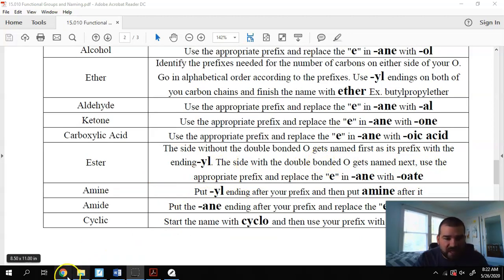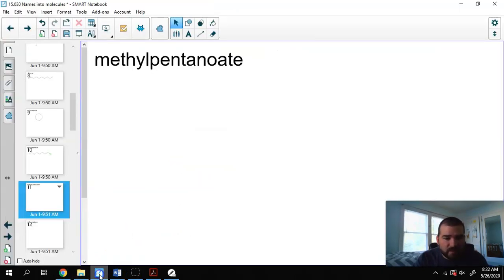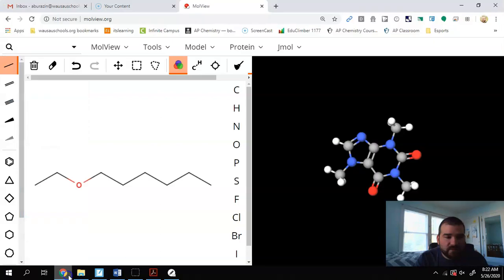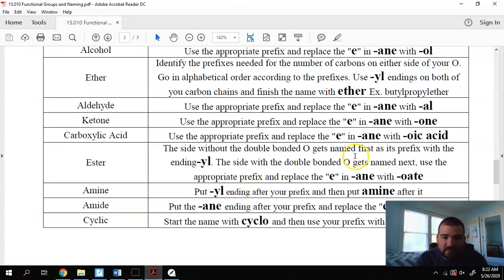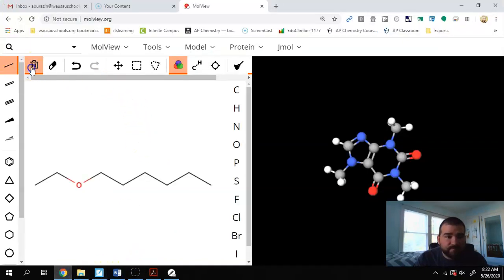So the first part of that name, methyl, is going to be on the side without the double bond. So the singly bonded oxygen side of that chain gets named first. So that's our methyl side. Let me start there. I'm going to have 1 carbon on the side of the singly bonded oxygen. So there's my carbon, there's my singly bonded oxygen.